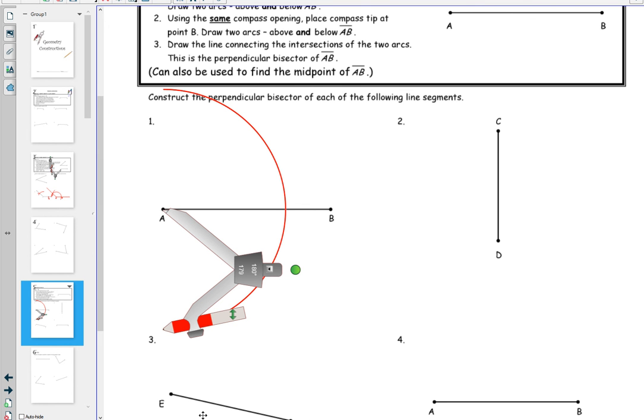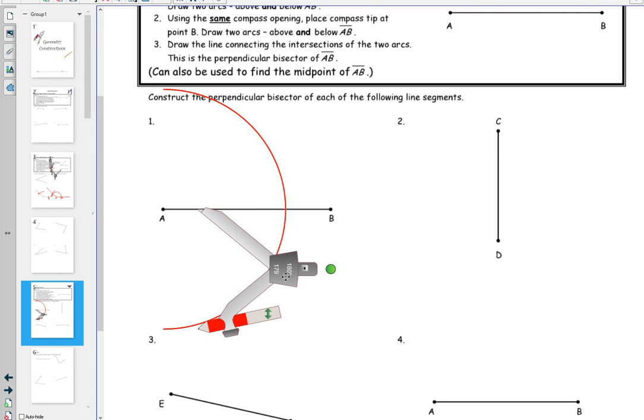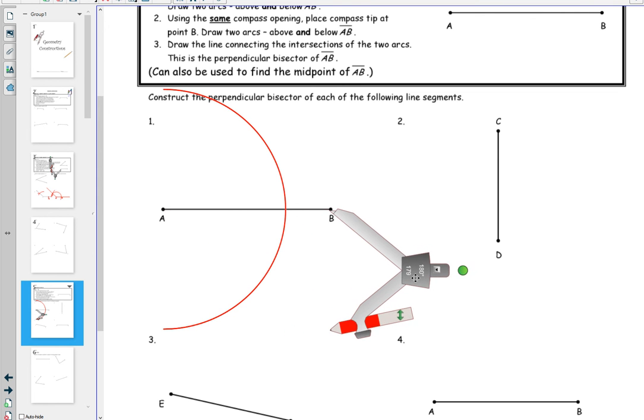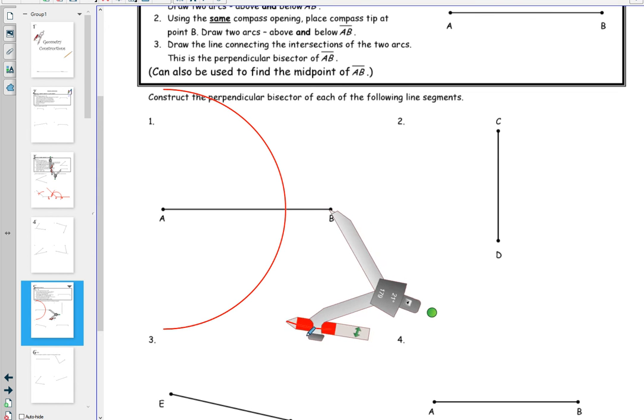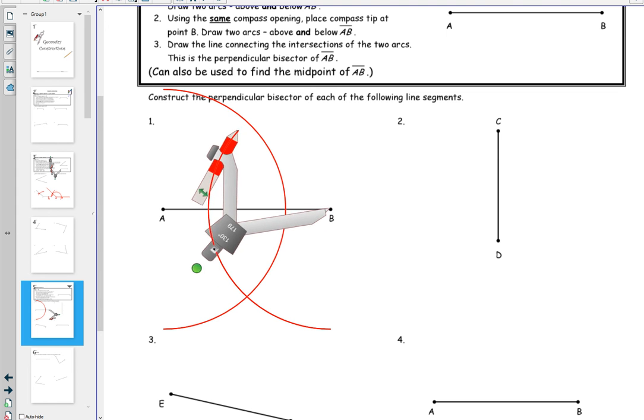Okay. Once you've drawn that, do not adjust the distance of your compass. Keep it at the exact same distance, and then we're going to come over to B and do the exact same thing, keeping that exact same distance. Now try to draw pretty much a semicircle.